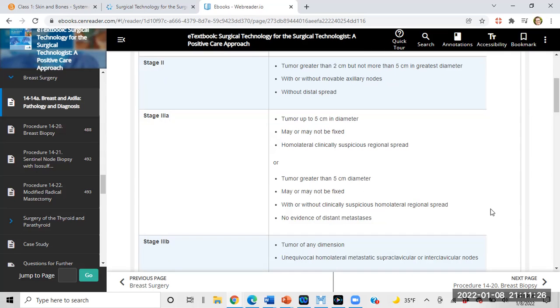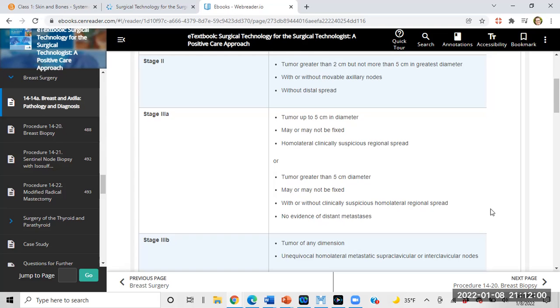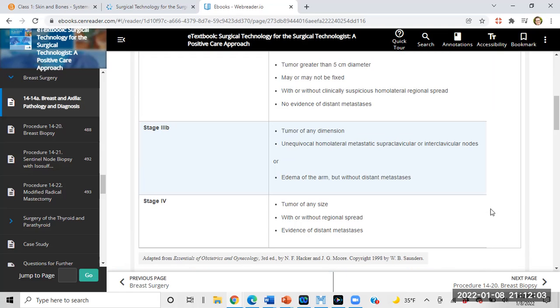Stage 3A, so there's 2 3s. The tumor will be up to 5 centimeters in A, may or may not be fixed, with homolateral, clinically suspicious regional spread, or the tumor can be greater than 5 centimeters. It may or may not be fixed, and it can or cannot have that clinically suspicious homolateral regional spread, so somewhere on that same side. And then no evidence of distal metastasizing, just right at it, it could or could not have local spread in that breast tissue or surrounding tissue.